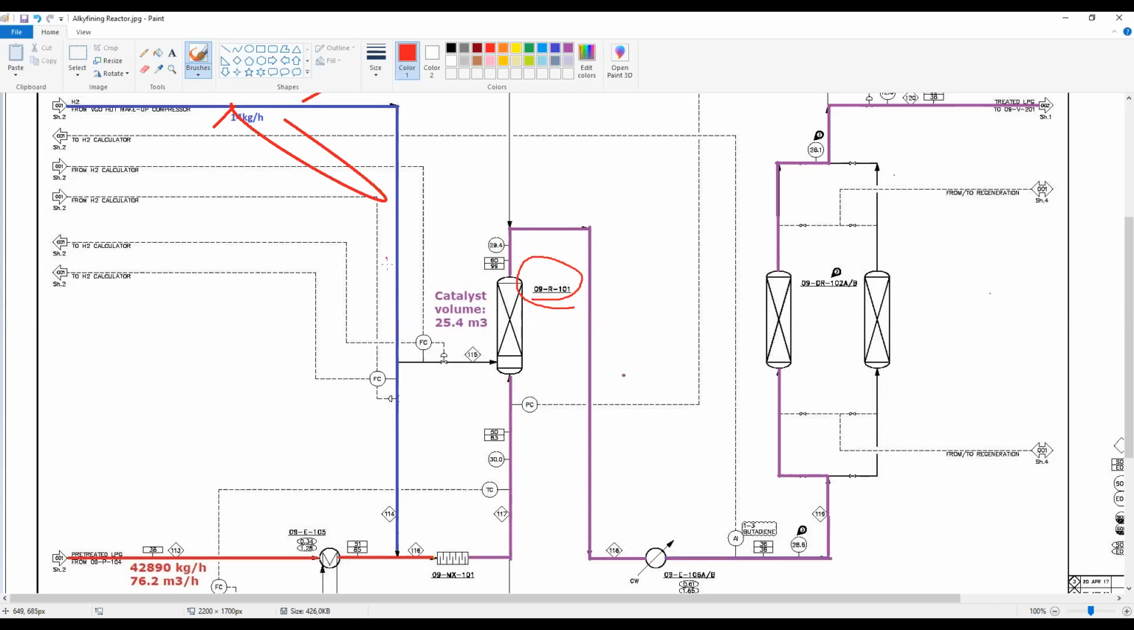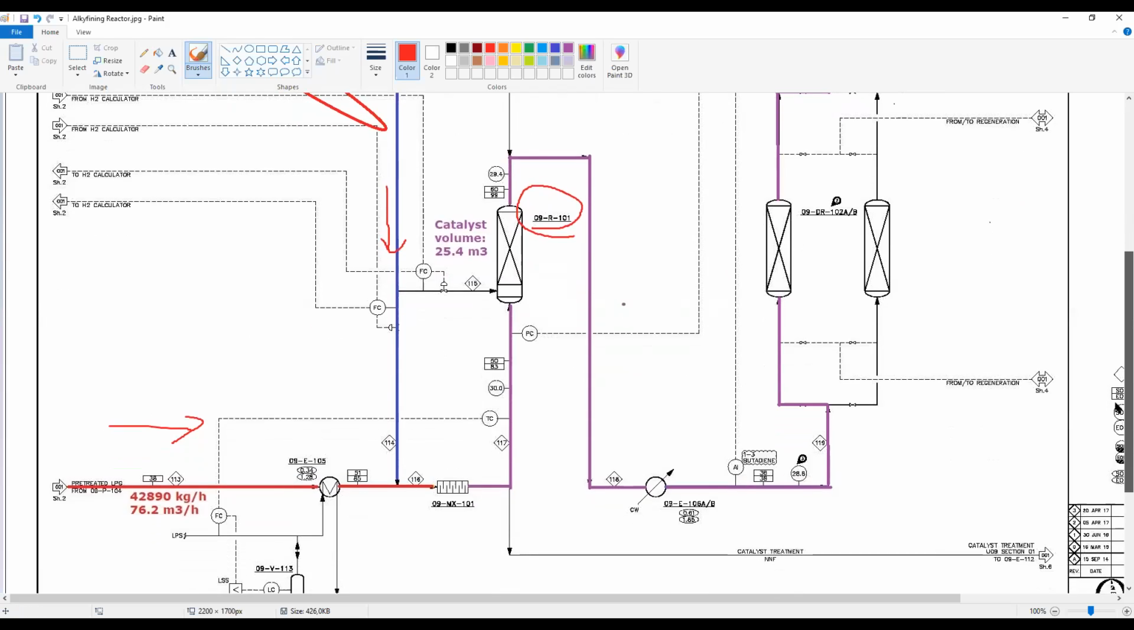So you enter the hydrogen in this side, and you mix with the feedstock that comes here at the bottom. This is the quantity of the feed, 76.2. Remember that we used it to calculate the liquid space velocity. You mix in this mixer with the hydrogen and you go into the reactor.